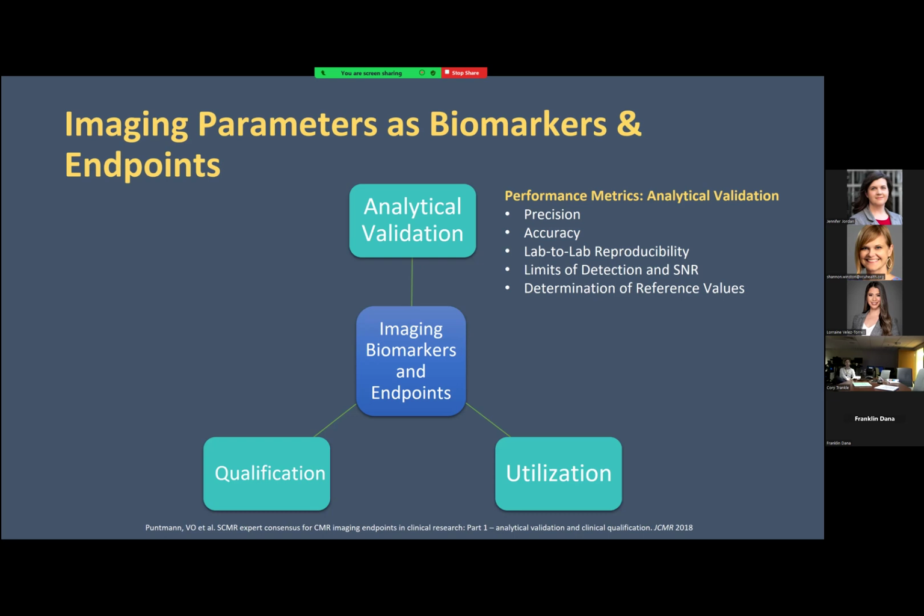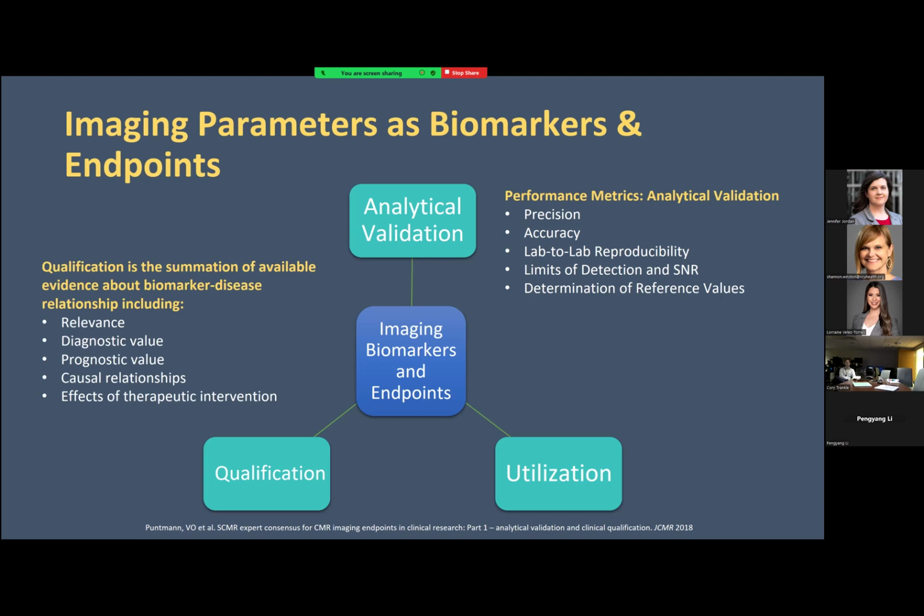When we talk about qualification, that refers to the summation of the available evidence about the biomarker and disease relationship, including its relevance, diagnostic, and prognostic value. So there's a causal relationship to disease pathogenesis that has to be considered, and that includes the therapeutic intervention effects on the imaging marker and the clinical endpoint that we're doing.